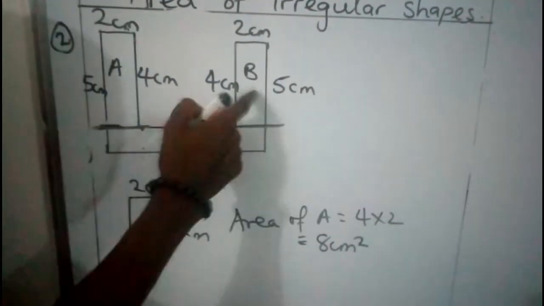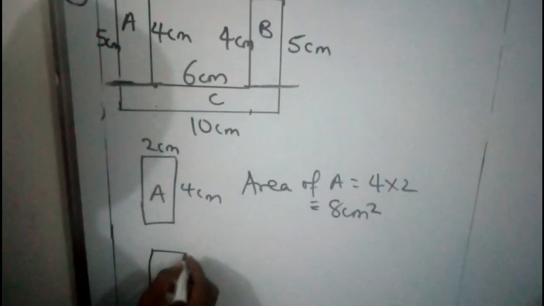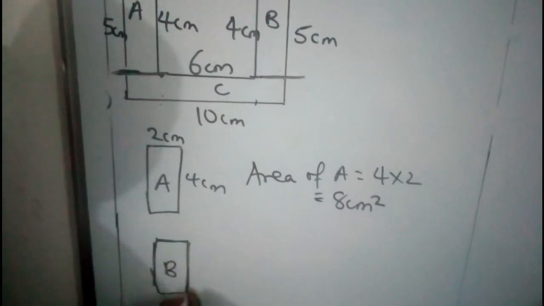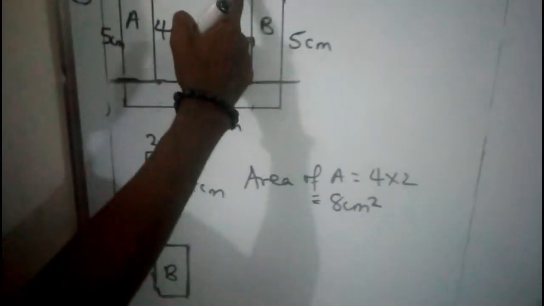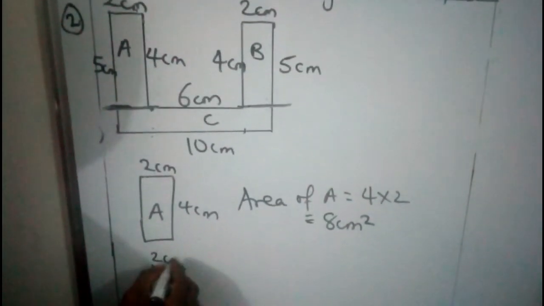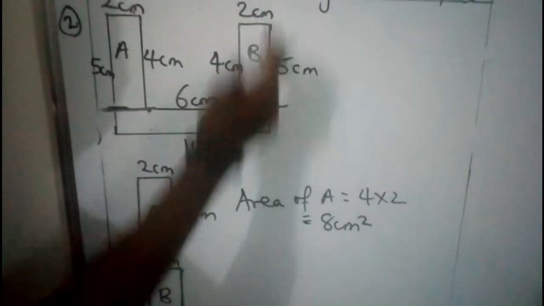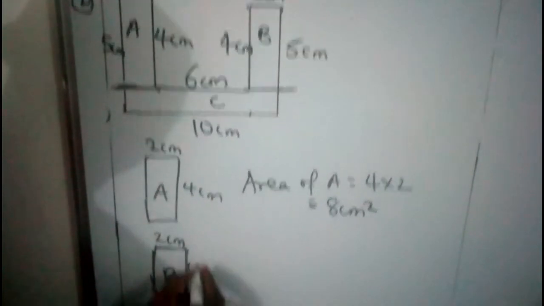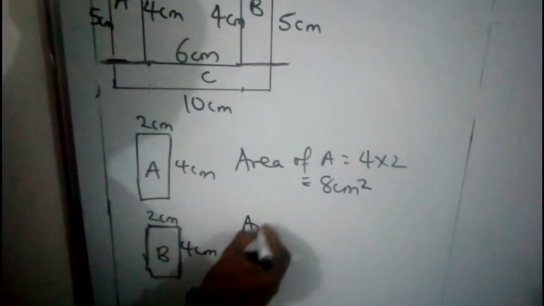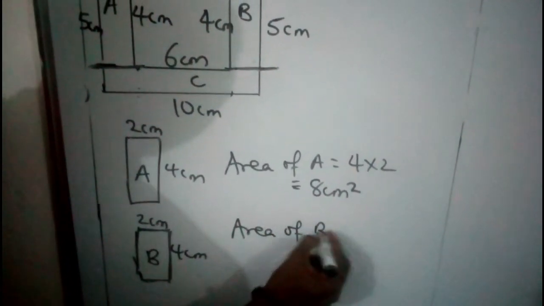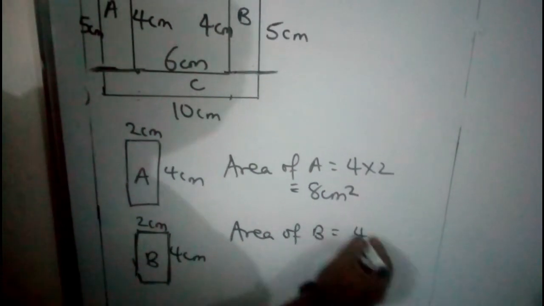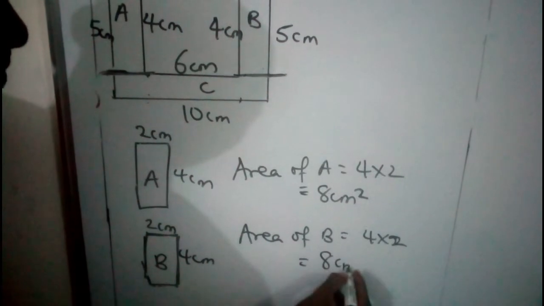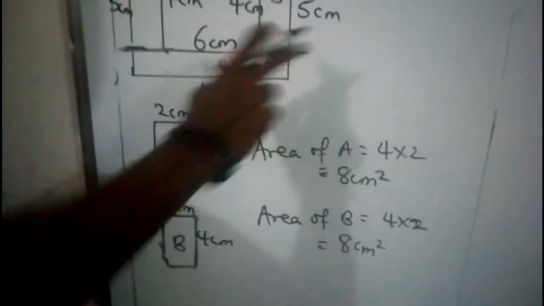So let's bring out our B. B is the same thing as A. So you can see for my B, this side is 2 centimeters. And this side is not 5. Remember, the entire length is 5, but you cut it off here. So it is just from here to here, which is just 4 centimeters. So what do you say? Area of B. B is a rectangle. That will be 4 times 2. And that gives you 8 centimeters squared.